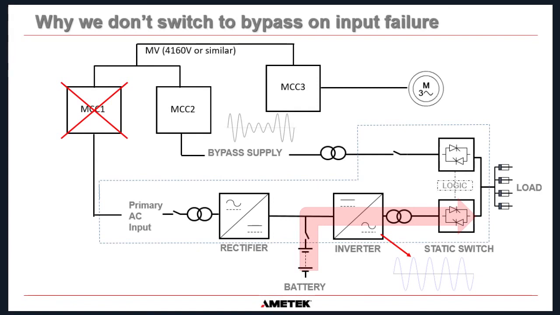So that is why we never transfer to bypass if we lose the AC input to the rectifier. We always go on battery because the UPS is designed to always keep that synthetic pure sine wave going out to the load circuits, because that's the sine wave we can trust at all times. So hopefully that explained that one.